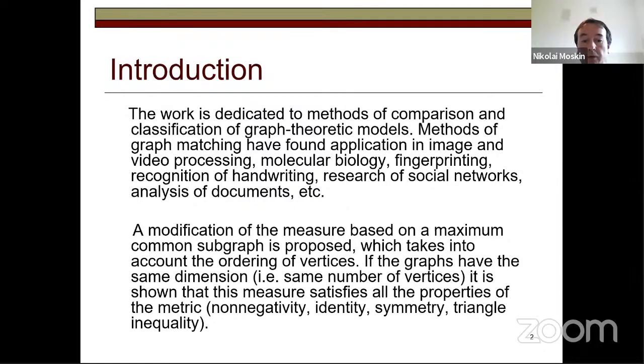A modification of the measure based on a maximum common subgraph is proposed in this paper, which takes into account the ordering of vertices. If the graphs have the same dimension, it is shown that the measure satisfies all the properties of the metric: non-negativity, identity, symmetry, triangle inequality.